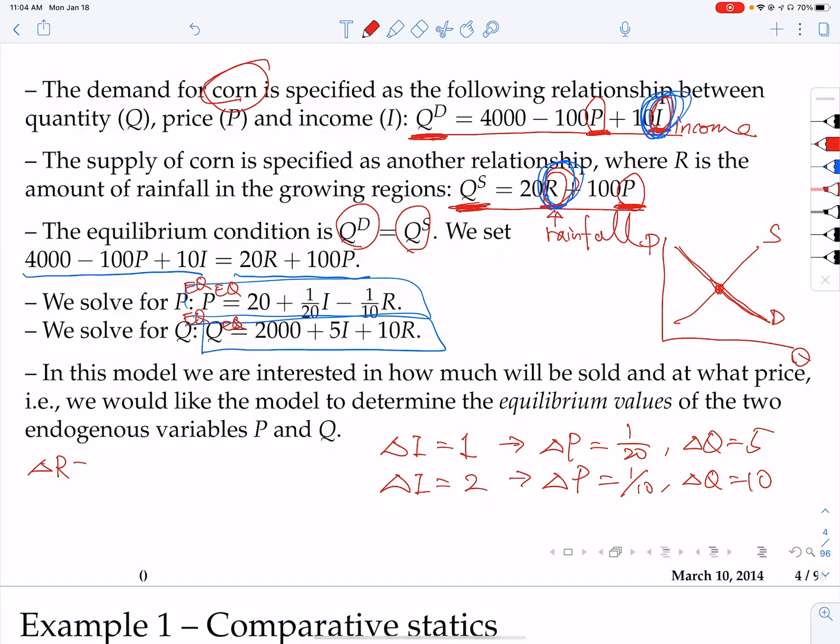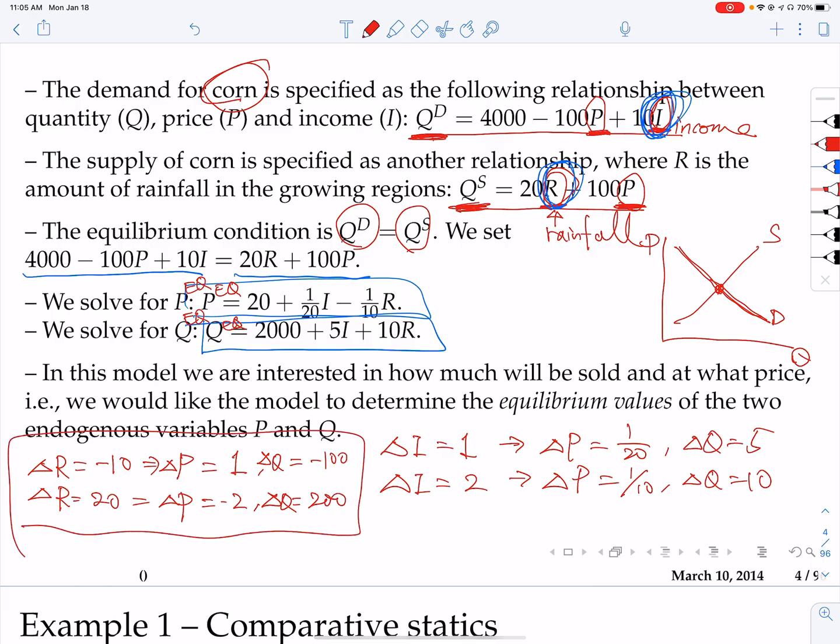So if the rainfall decreases by 10, what happens? Then price will go up by $1 and the quantity will go down by 100 units, right? And if the rainfall goes up by 20, then price decreases by $2 and the quantity increases by 200 units, right? So we can do this kind of analysis.